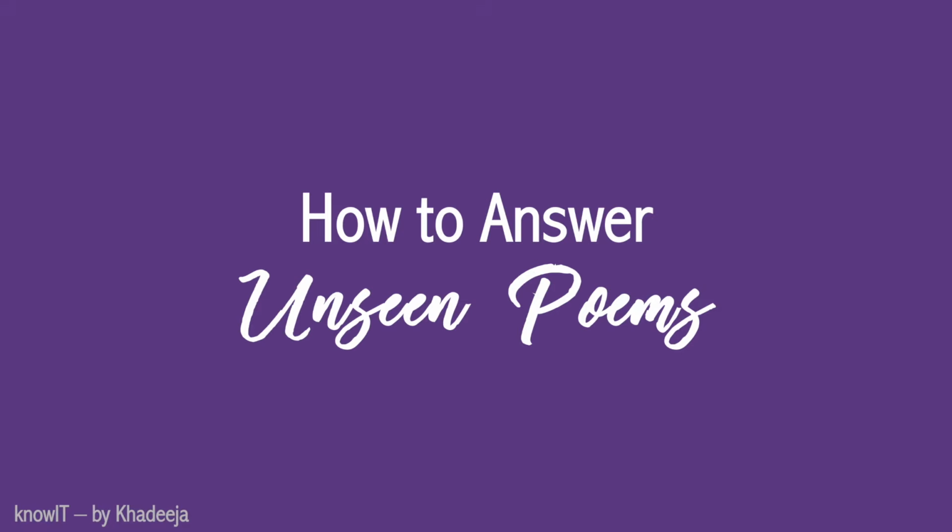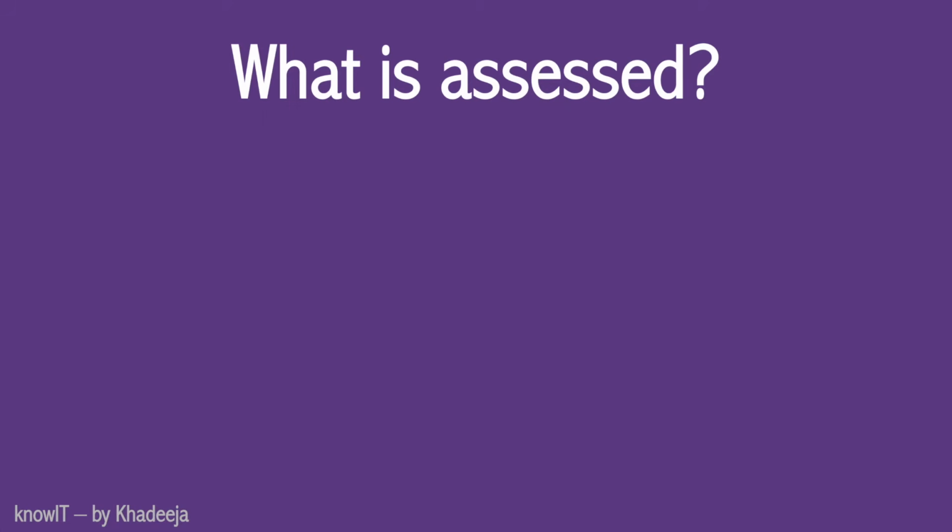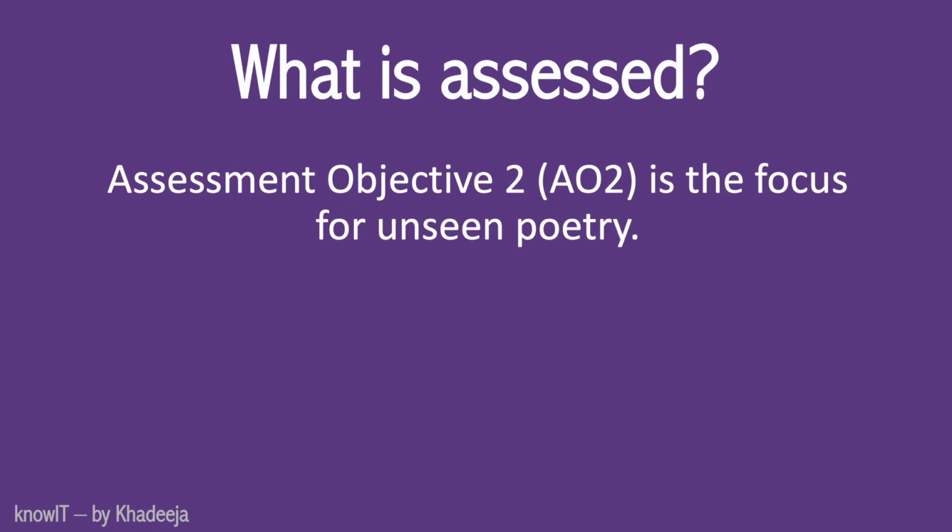So before we get into the actual answering of the poem, I wanted to look at what is actually going to be assessed when the examiner is going through your answers. They're going to be looking for AO2, or Assessment Objective 2, and that is the main focus for unseen poetry. It is the only assessment objective that is assessed for unseen poetry.